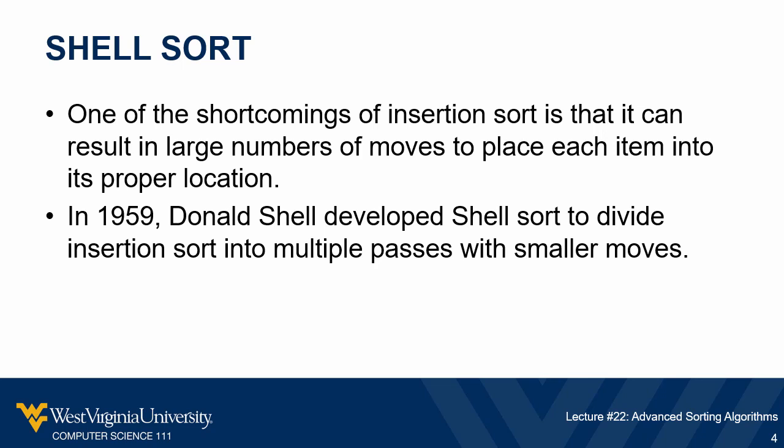Pretty early on, computer scientists started looking for ways to sort data that would be a little bit more efficient. Donald Shell developed what is now known as Shellsort in 1959. The idea with Shellsort is that we're going to use multiple passes with smaller moves to organize things.